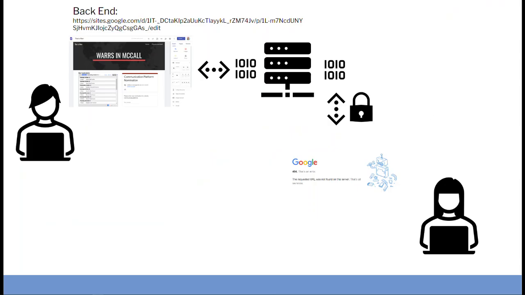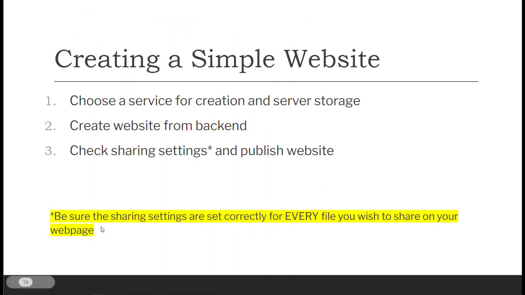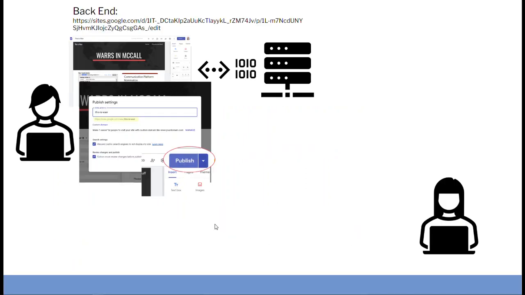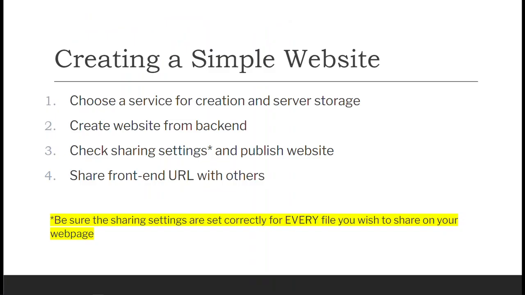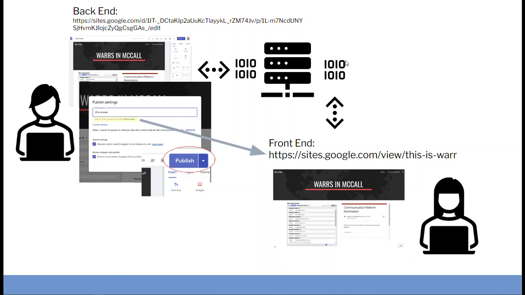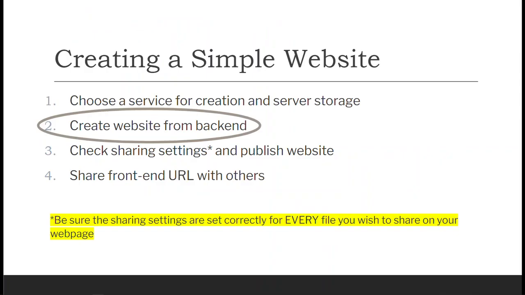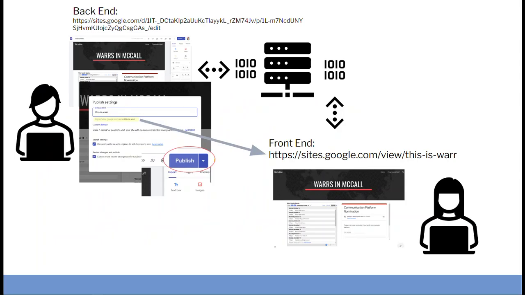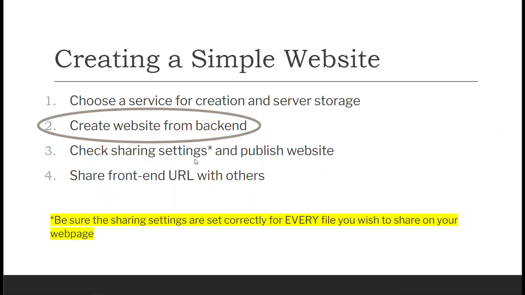All right? So that is making sure that your sharing settings are set correctly for every file you wish to share. And I showed the example that you publish, you get a web address, you check your sharing settings, you get a front end website that other people can view. That allows people to actually access your website. So remember, we're creating the website from the back end, from this thing with this crazy code, and then we're getting a front end site to share it, checking the sharing settings and making sure that we publish.